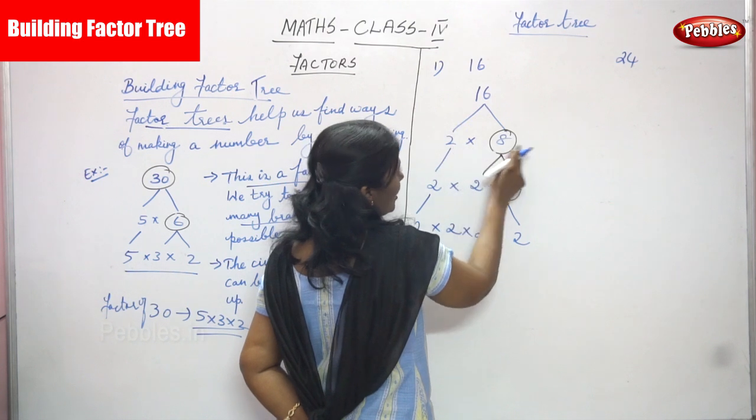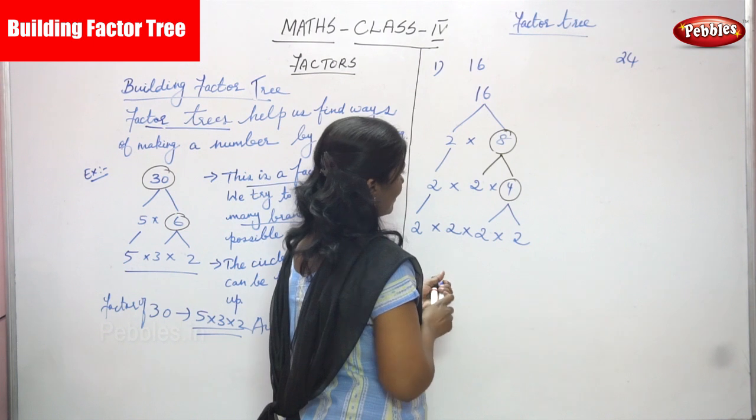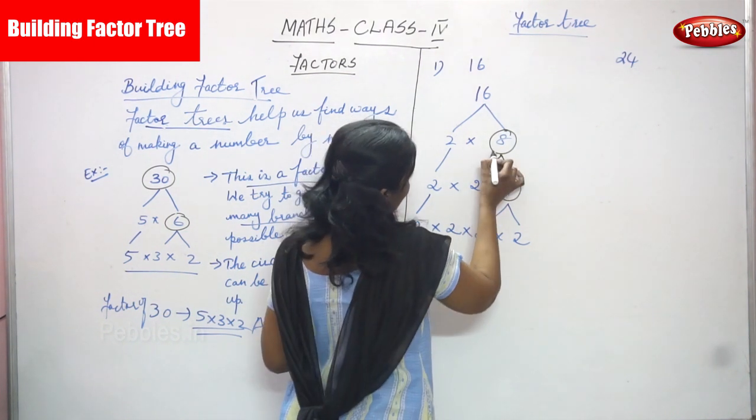16 means 2 into 8, you can get 16. After that, I will circle the 8.